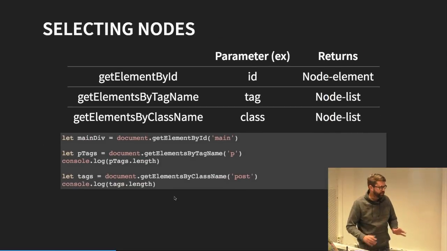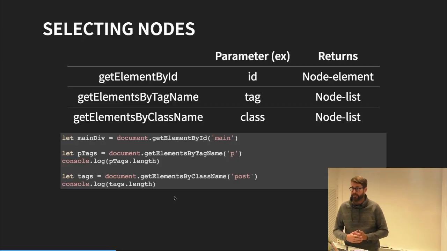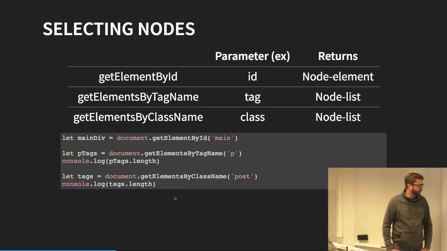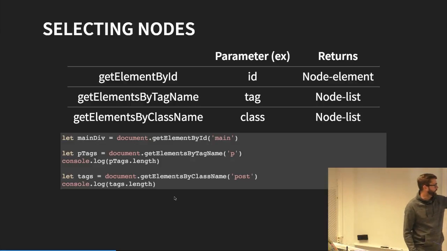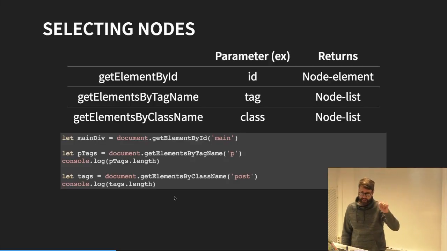Okay, if we want to select a specific node on the page, you can draw the parallel to style sheets or CSS. When you write CSS, you need to select something to be able to change that element. We have three methods: getElementById, getElementsByTagName, and getElementsByClassName. Those three methods can be used to extract specific elements or get a reference to a specific element inside of the DOM.